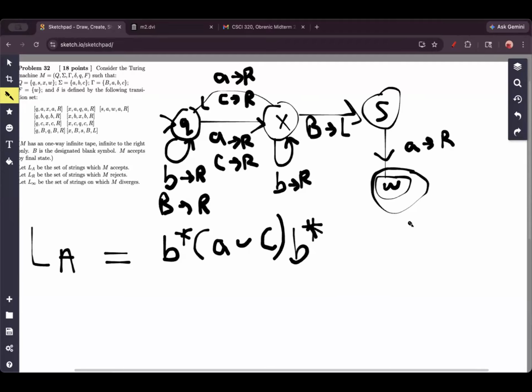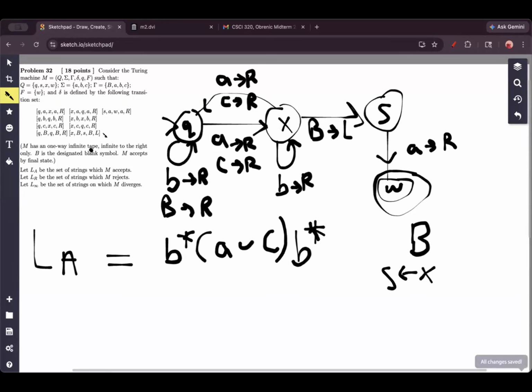Let me write this blank a little bit further. A blank in X. I'm in S. Now I turn left side. Now I'm in state S. In S, I would only have instructions for A, right? A to go to W.